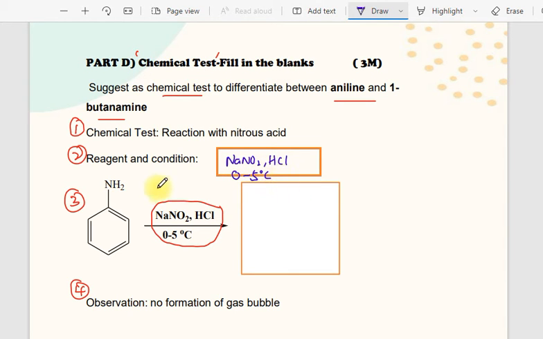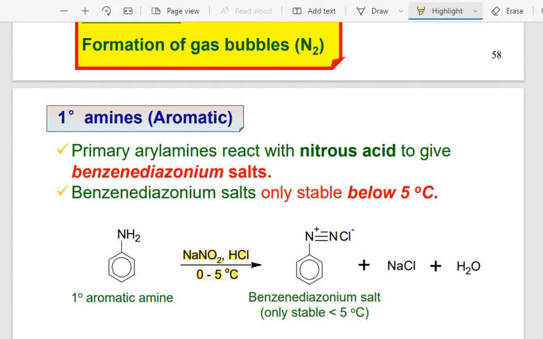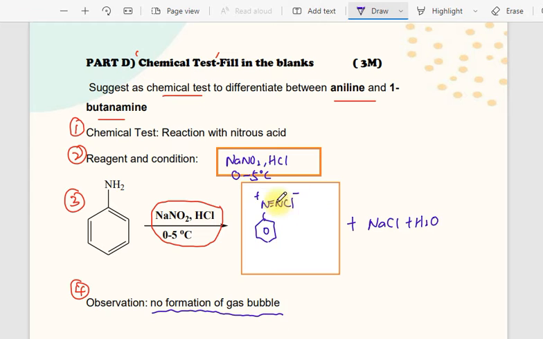So when aniline reacts with nitrous acid reagent, what happened? You see no formation of gas bubble. But what is the product? It will form a benzene diazonium salt, and the byproduct is sodium chloride and water. So the main thing is this one, benzene diazonium salt. So the answer is benzene diazonium salt.